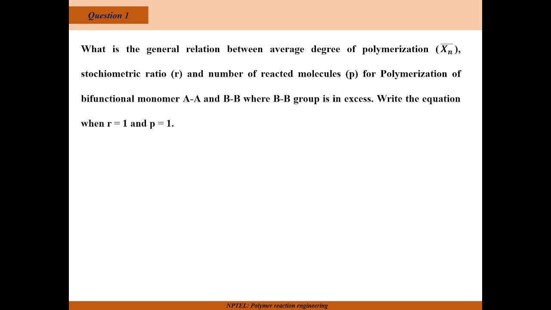In the lecture, sir has taught basically two kinds of examples, where one BB is in excess, and another kind of molecule also. So this is for the first case, where there is an excess of BB group. Write the general equation, and also write the equation when R is equal to 1 and P is equal to 1. This is a very typical example, and many questions can be asked from this formula.